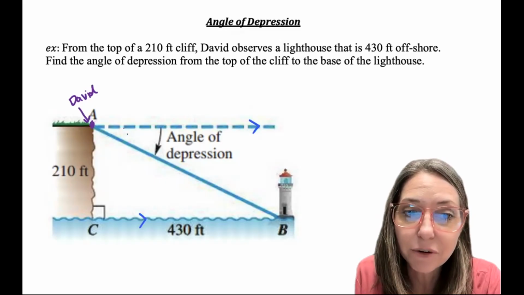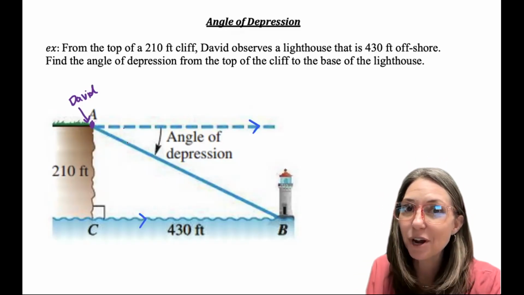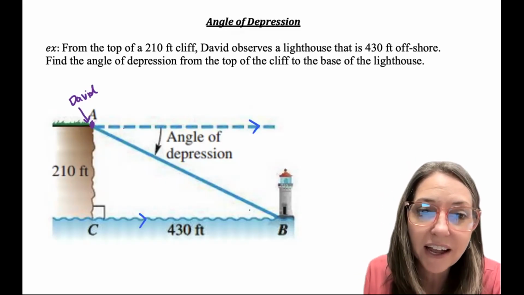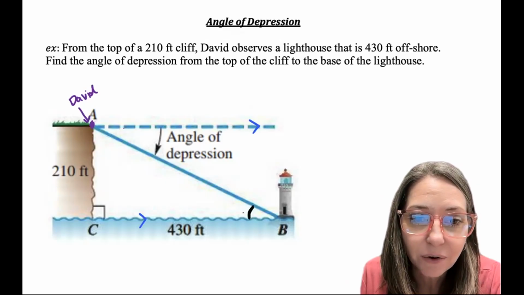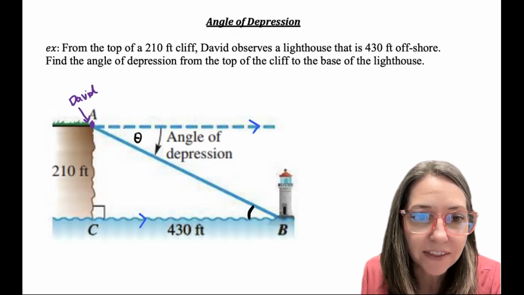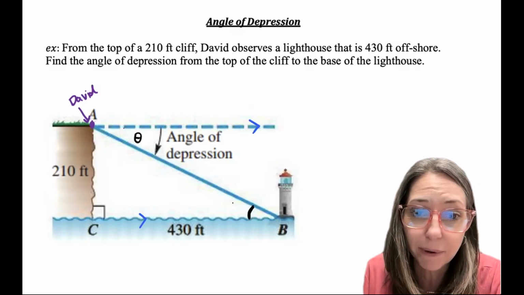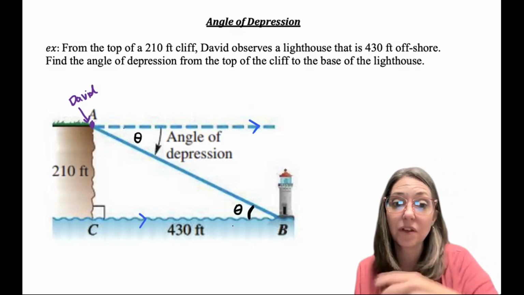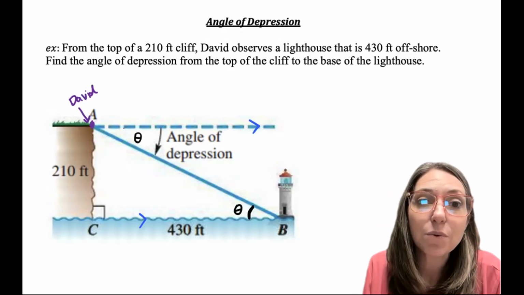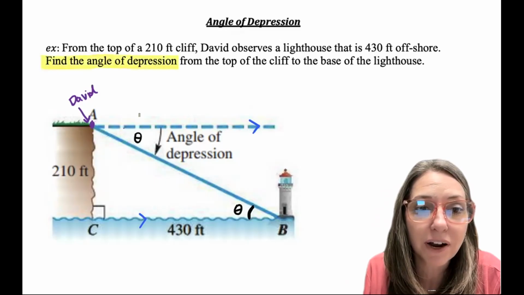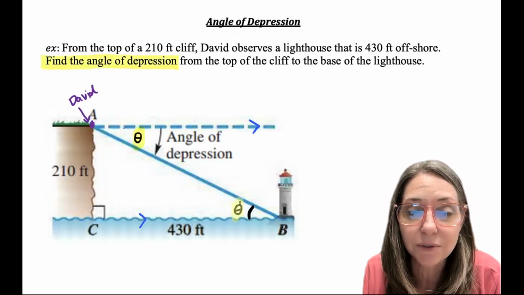that this angle of depression, remember high school geometry, alternate interior angles, equals that angle right there. So let's say we want to call that theta or something, and we could call this angle B, but I'll just go ahead and call it theta. Those are equal angles. That's what we're trying to find. Finding that angle of depression, that is that angle theta, which is equal to that angle theta.